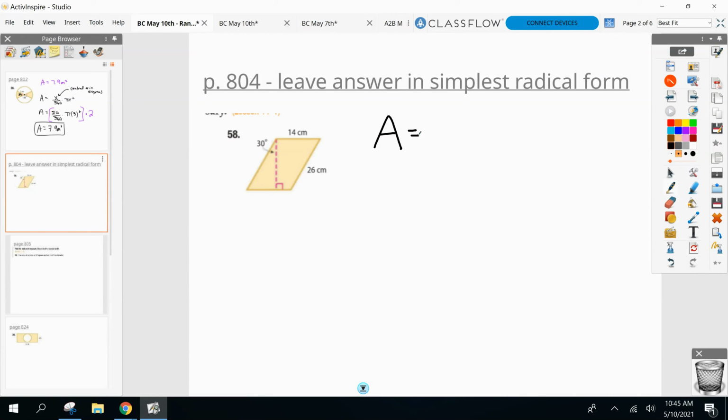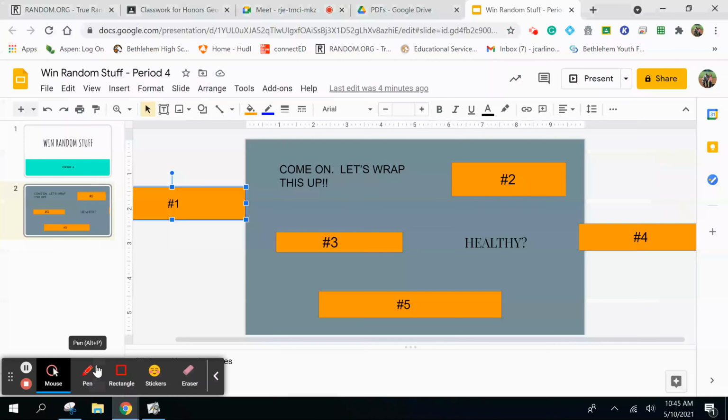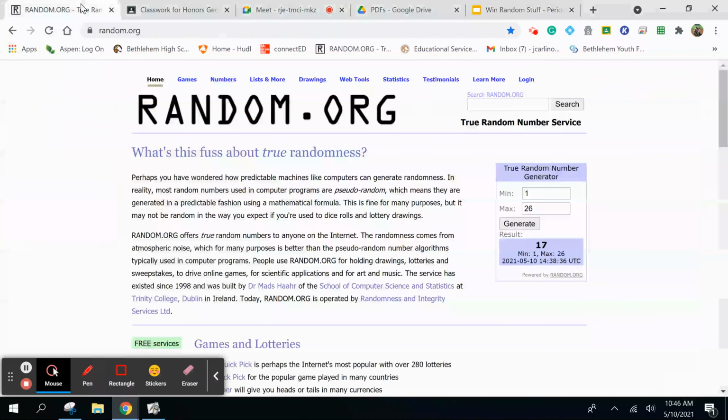All right, ready to go here. In simplest radical form, please. Here we go. Atticus, do you have an answer for me? 182 radical 3. Got anything to put with that?